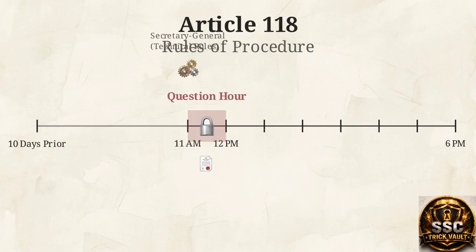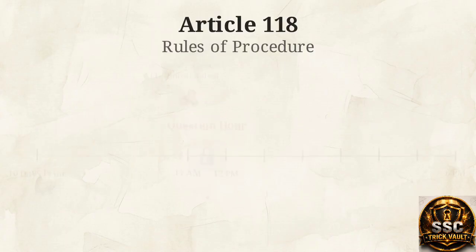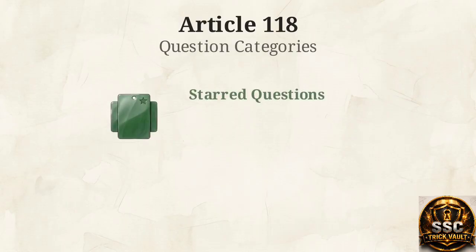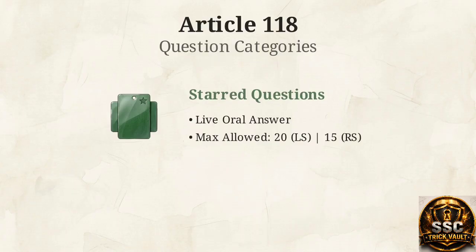The first is starred questions, color-coded green, which demand a live oral answer from the minister on the floor. To prevent a single member from stalling the session, there are strict limits. The Lok Sabha allows a maximum of 20 starred questions per day, while the Rajya Sabha caps them at 15. The strategic advantage of a starred question is engagement. Because the answer is delivered verbally, the inquiring member is permitted to ask up to 2 unscripted supplementary questions to follow up.